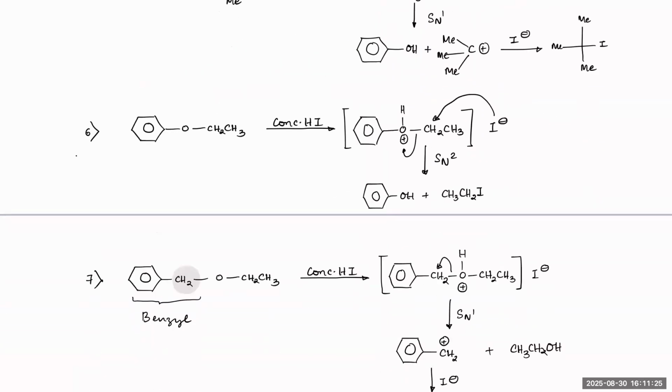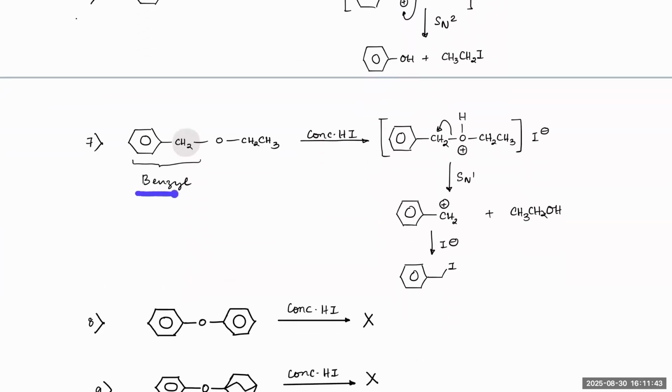Now this side again, we cannot break it on the phenyl group side here. This bond cannot be broken. So O and H protonation will happen here. I minus will attack on this carbon. Bond will break here, right? And it goes via SN2 mechanism.